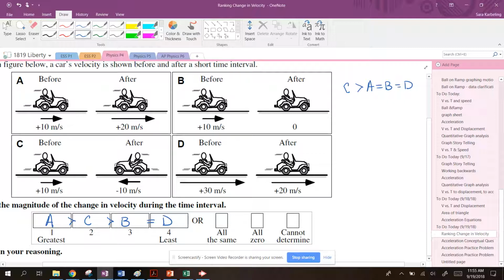So let's look at B and D first. Ben, did you guys agree with one of those, or do you have something different back there? I agree with C is greater than B. Okay. So all of them have B and D the same. What's the change in velocity for B? 10 meters per second? Yep. How about D? 10. So this one is slowing down, but we're just talking about magnitude, so we're good there. How about A?